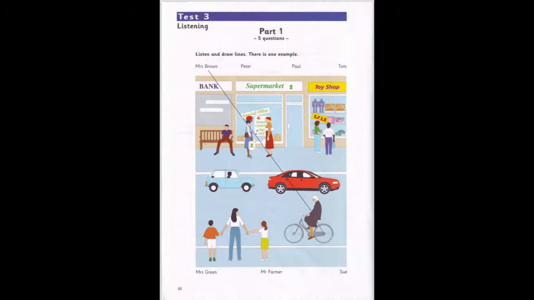4. Look at Tom. He's very tired today. Where is he? He's sitting outside the bank. Well, he played a lot of tennis yesterday. Yes, that's why he's sitting down now.